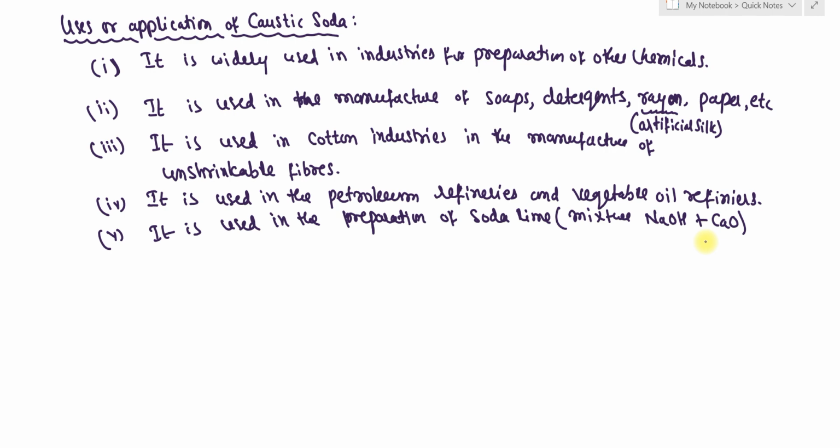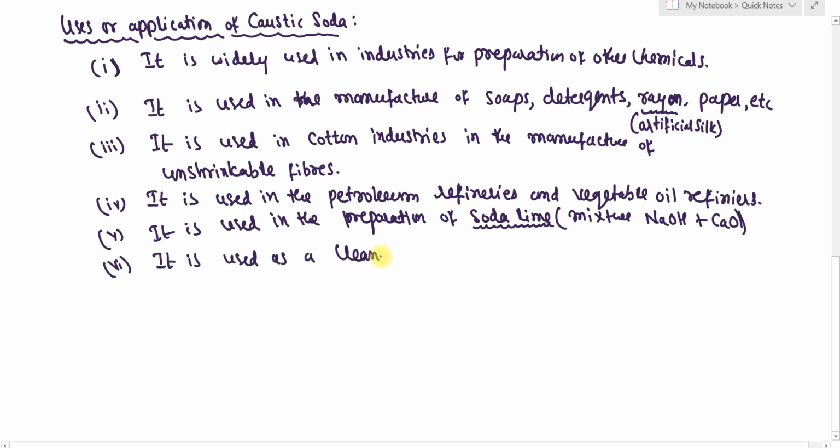Next, another important application of sodium hydroxide is it is used as a cleaning agent in machines and metal sheets. In industries, if they want to clean the machines, they simply use caustic soda. Caustic soda has the capacity to remove all the grease and oily substances.